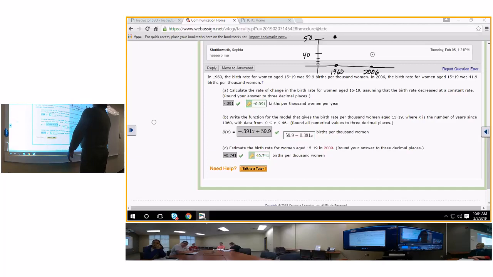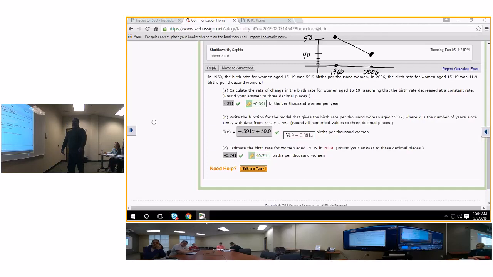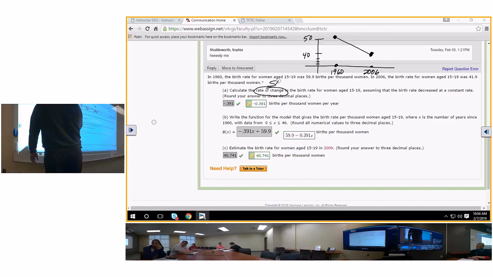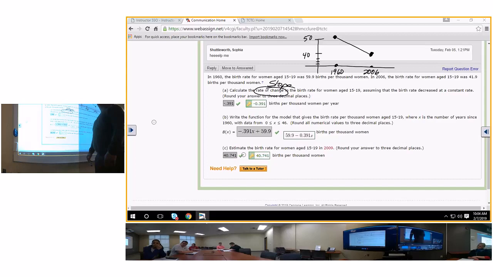41.9. Okay? So what is that? That is a line. How do you find the slope of a line? What is the rate of change? It's a 25-cent word for slope. Slope.